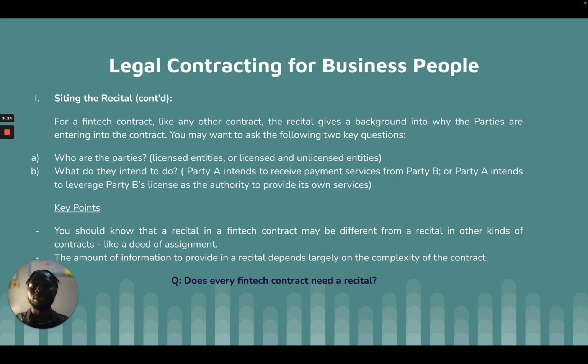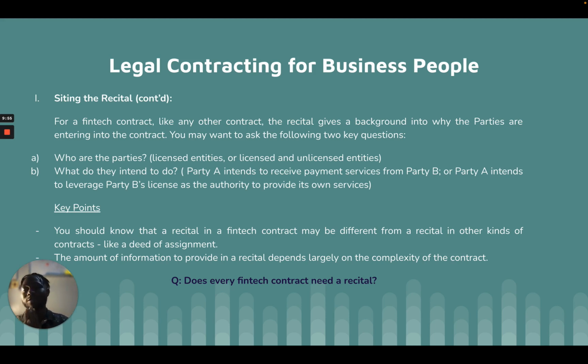Now the key point is that a recital in a fintech contract will be different from a recital in other kinds of contracts. So you say, for example, a deed of assignment, the way you deduce your title is not the same way you're going to do it in a fintech contract, obviously. Then the amount of information that you would need to provide would depend largely on the complexity of the contract. So yeah, it's not every recital that you need to have 10 recitals. Could be just 2, just 3, even just one, right, will be fine.